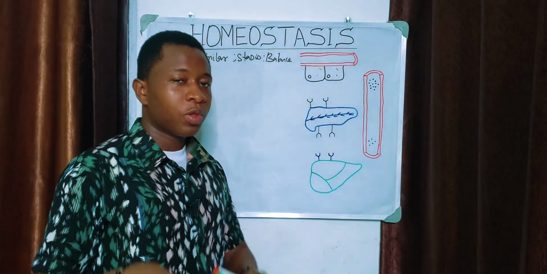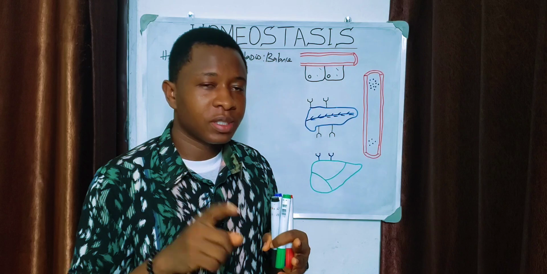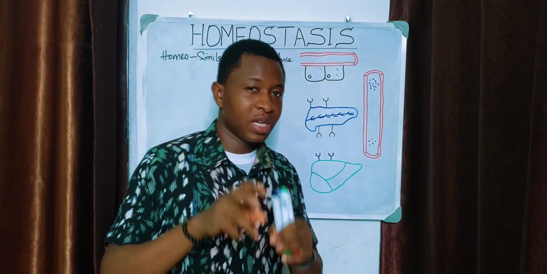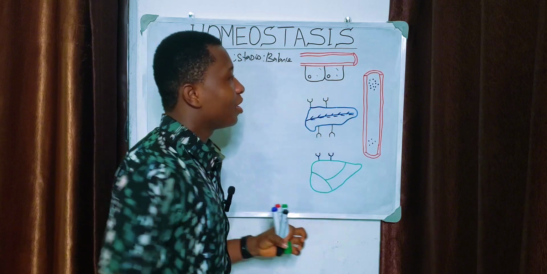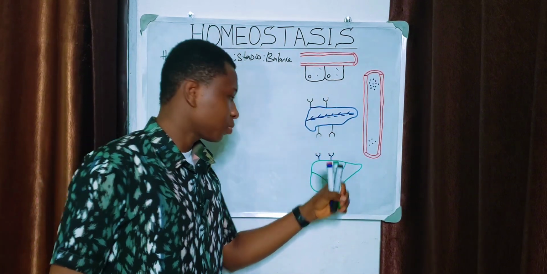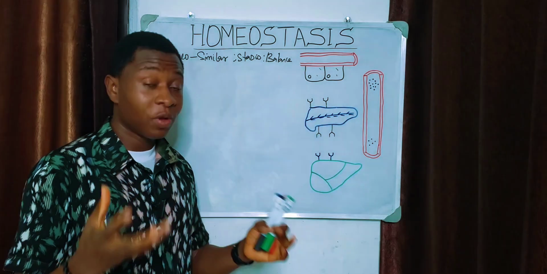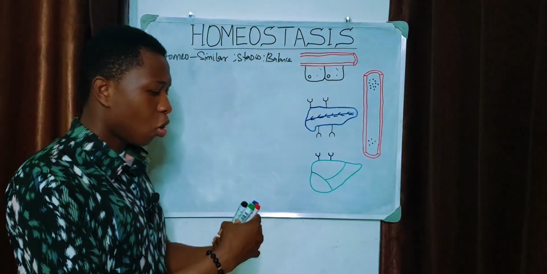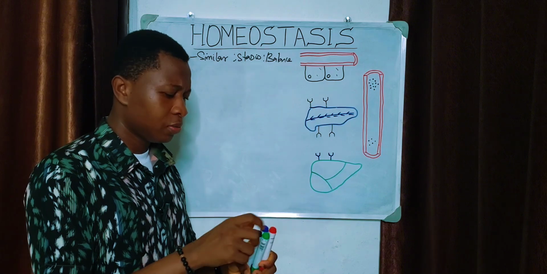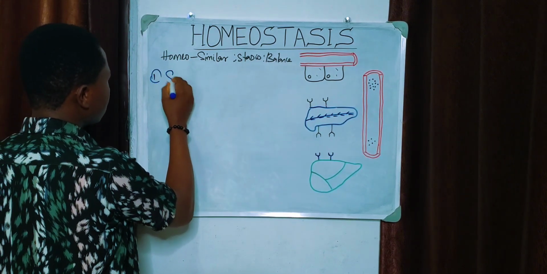Now, the whole process of homeostasis has about 6 components, and we're going to mention them because that is what we are going to be walking through when we talk about this whole pathway. The first component I'm going to talk about is called stimulus. Number one, stimulus.